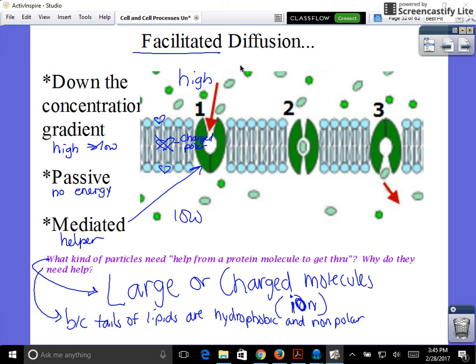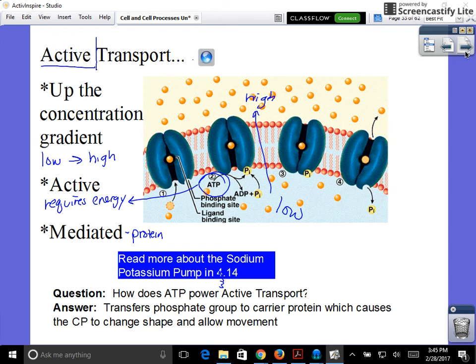Now, a good time to pause the video and ask yourself: what's the difference between facilitated diffusion and regular diffusion? The answer is that facilitated diffusion is mediated. Regular diffusion is not mediated. Otherwise, they're the same.